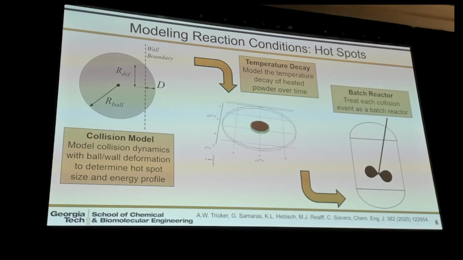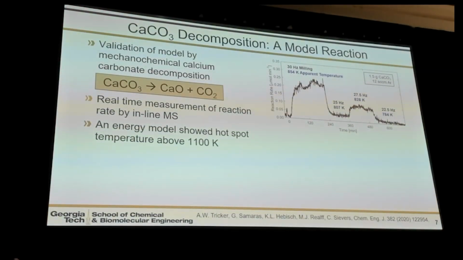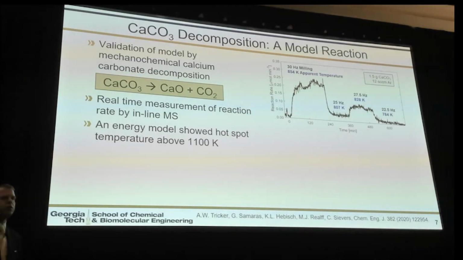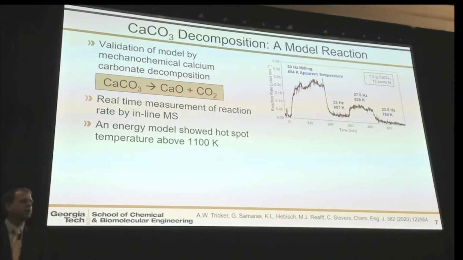And once you have all of this information, you can treat every one of these collisions as a transient batch reactor that exists realistically for a fraction of a second. It starts with the maximum hotspot temperature after the impact, and then the temperature decays as the heat is dissipated to the environment. We validated the system for calcium carbonate decomposition to calcium oxide and CO2, mostly because this was a convenient reaction with fast analytics for milling vessels. We had a purge stream that went in, and we had a mass spectrometer measuring CO2 in the effluent.